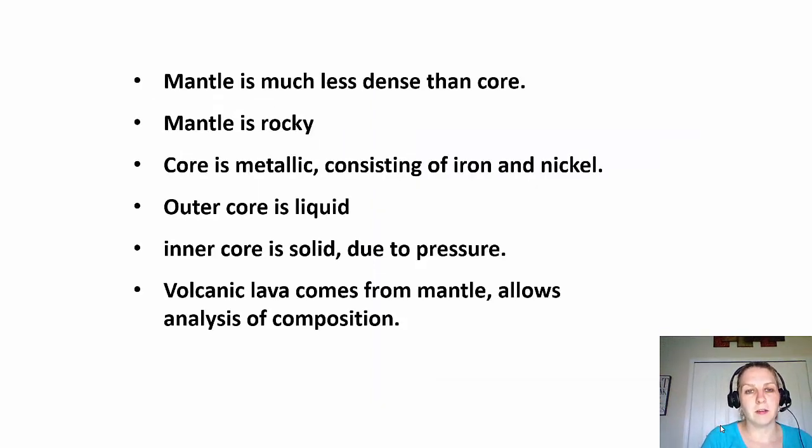All right, so using the information from the P and S waves that we could get, we've determined that the Earth's mantle is less dense than the core. So the mantle we know is rocky, or we think we know, and the core therefore has to be metallic. We actually think it consists of iron and nickel alloy. Now there's two parts to the core, the outer and the inner. The outer core is liquid. The inner core is solid.